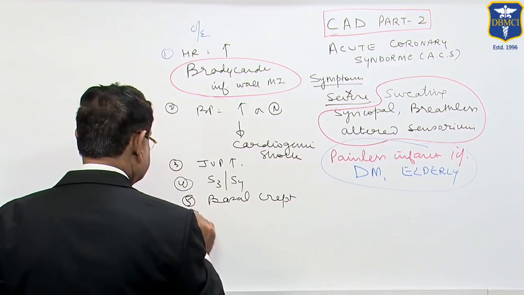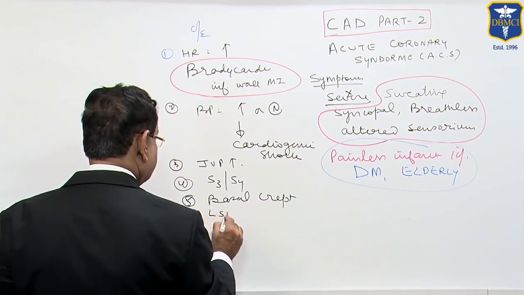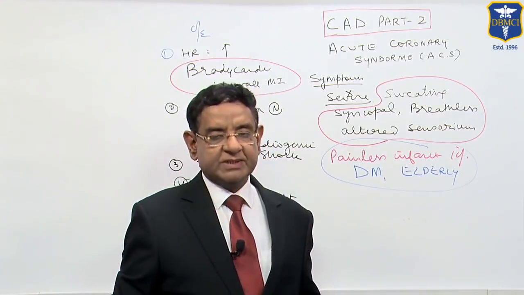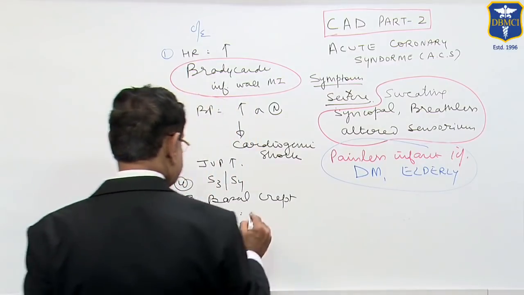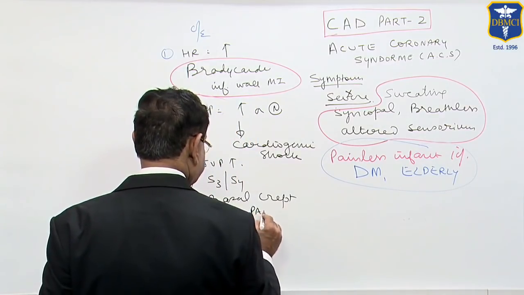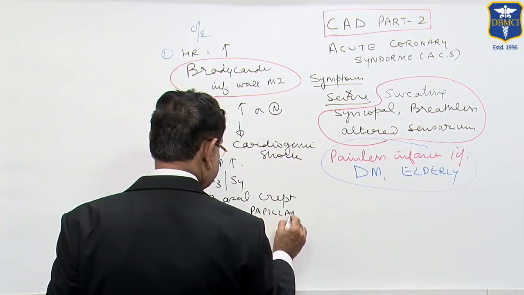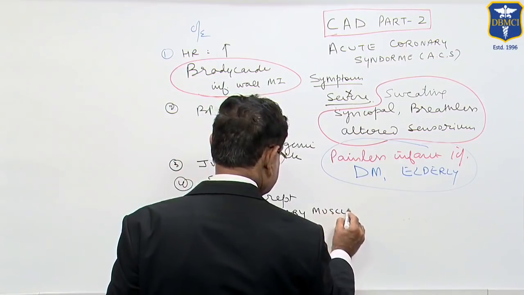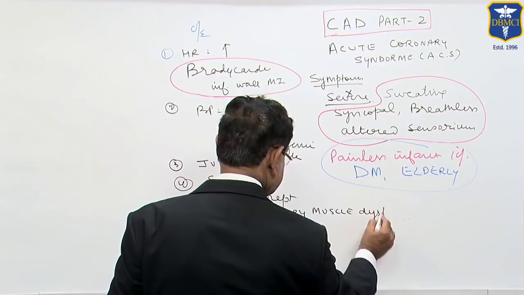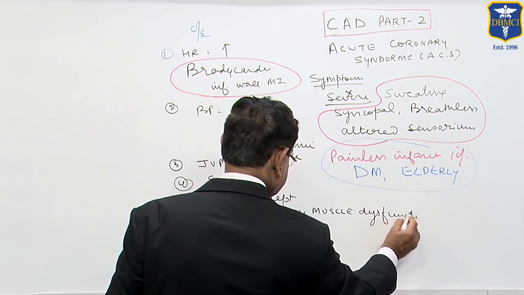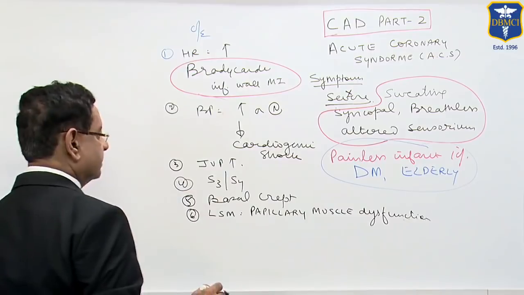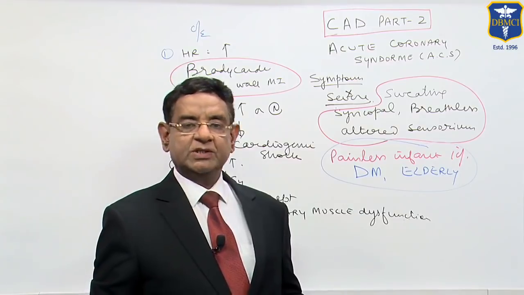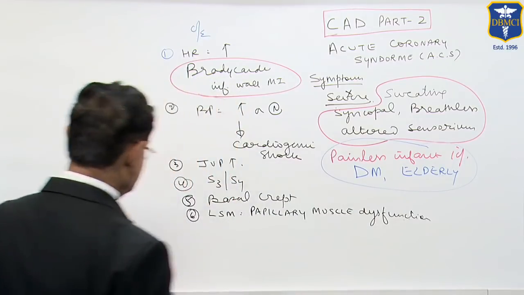There may be a late systolic murmur. This is due to papillary muscle dysfunction. This can be there. This is what we can see when the patient is brought to us soon after the onset of pain in the chest.